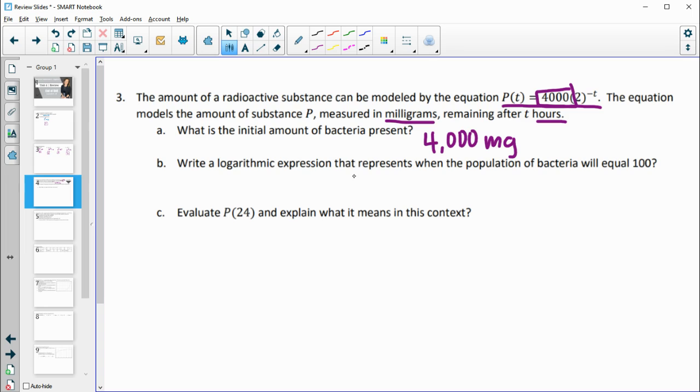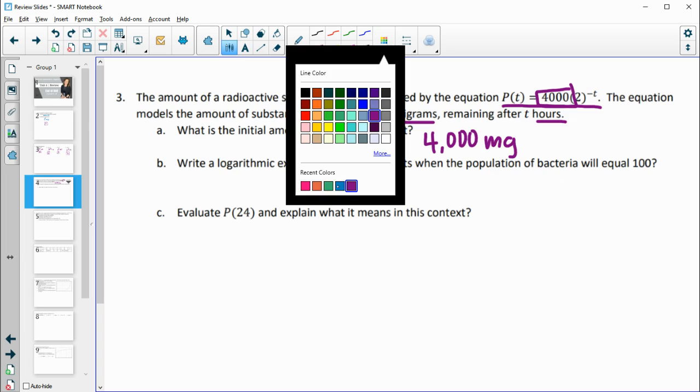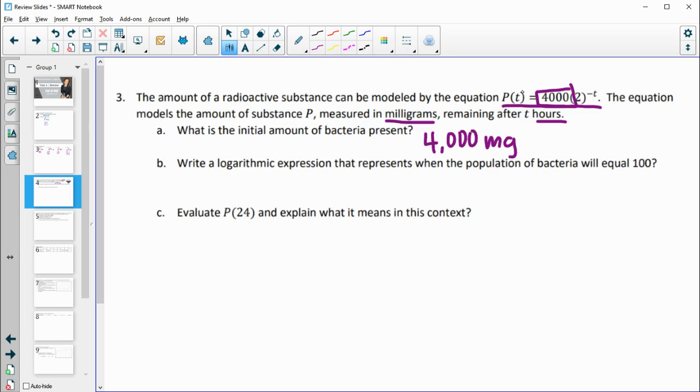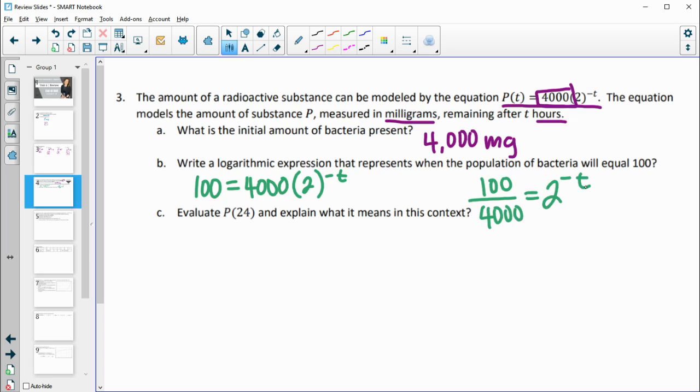Write a logarithmic expression that represents when the amount will be 100. So now we know that we want this output here to be 100. So we're really looking at solving this expression here. We want to isolate this exponent a bit. So we're going to divide by 4,000 first, which is going to get us to 2 to the negative t. Okay, so you can reduce this to 1/40th.